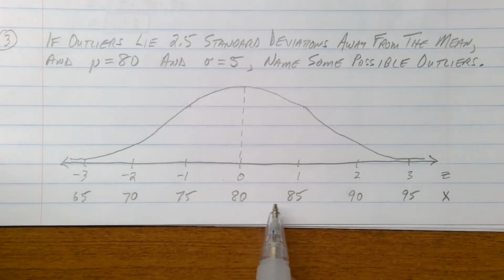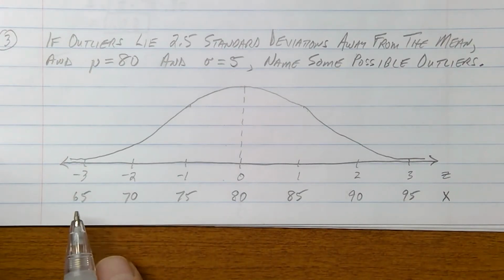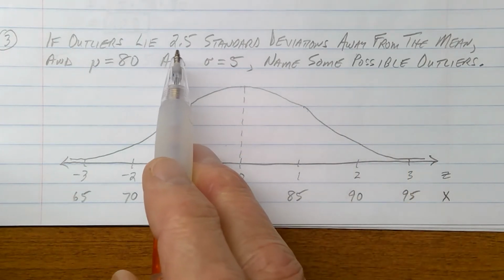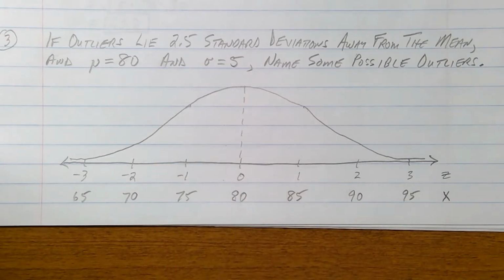So I have to add 5 to get 85, plus 5 is 90, plus 5 is 95. And I do the same thing going the other way, minus 5, minus 5, minus 5. Now the question is, name some possible outliers, and they've defined an outlier as 2.5 steps away from the middle, 2.5 steps away from the expected value. So just kind of eyeball where that is.